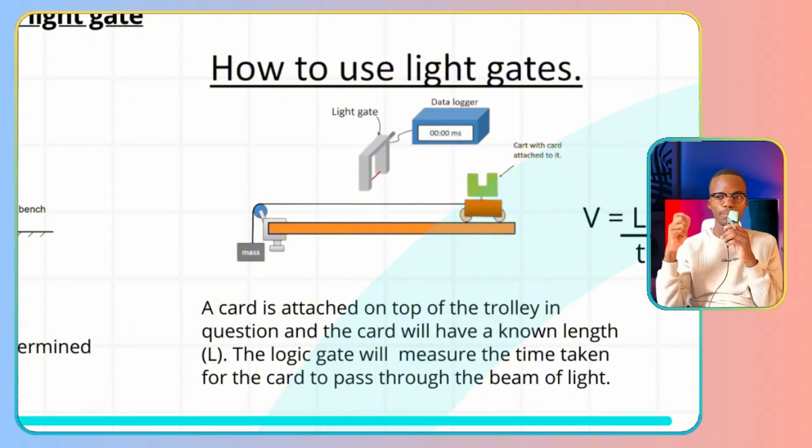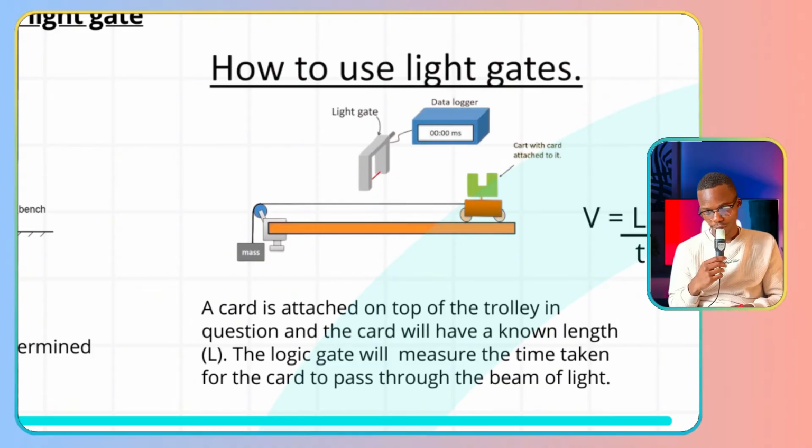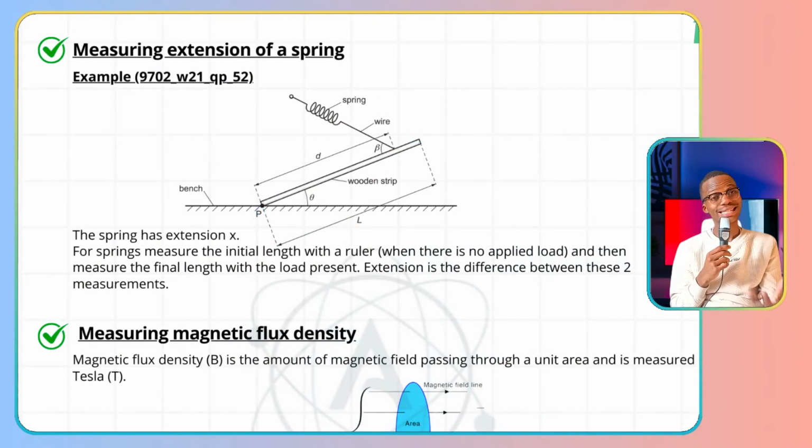Does that make sense? So you put a little card on top of your trolley, you allow it to move down, and the moment it passes through the light gate, you can say the length of that card divided by the time that it took. That is basically how you use a light gate. Essentially, a light gate will measure the time taken for the car to pass through the beam, and you'll be able to obtain velocity at a particular point by the equation v equals L over t. Hope that makes sense.